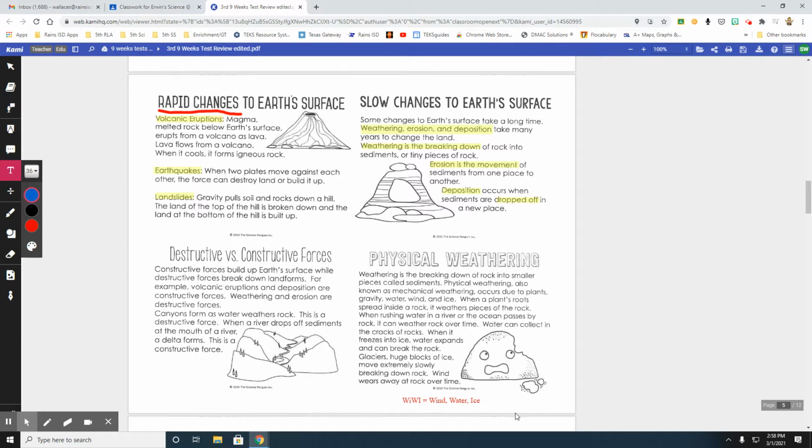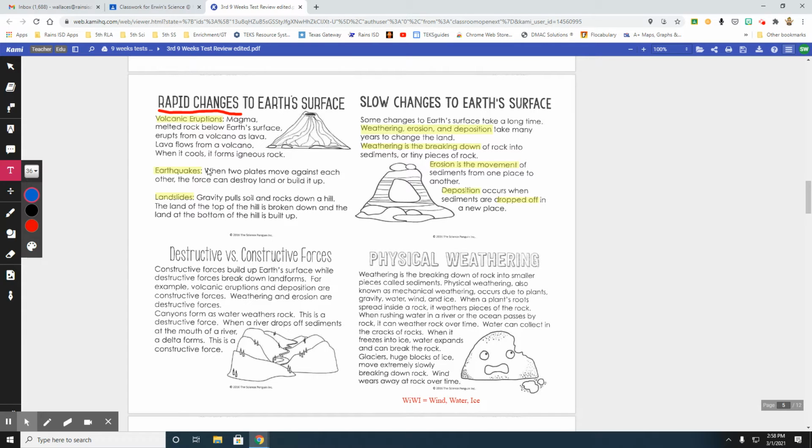All right, so let's talk a little bit about changes to Earth's surface. So we know that we can have rapid changes, we know we can have slow changes. The three rapid changes that we focus on in fifth grade: volcanic eruptions. We know that magma within the Earth is going to erupt out. That's when we call it lava at that point.